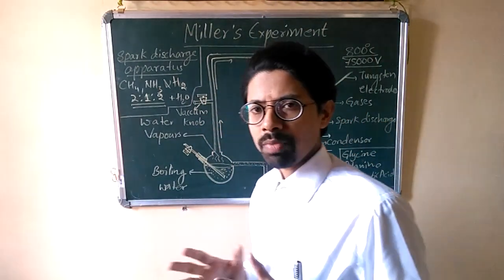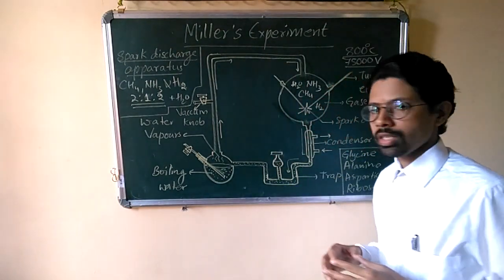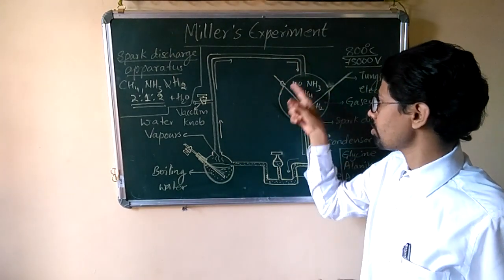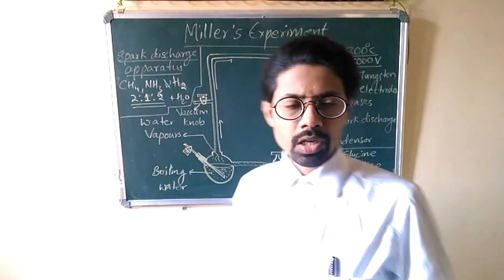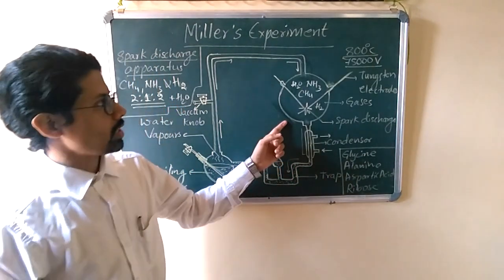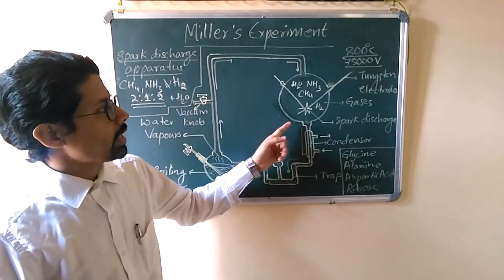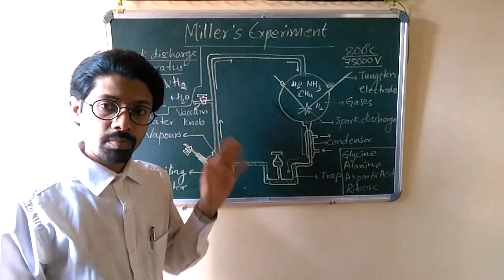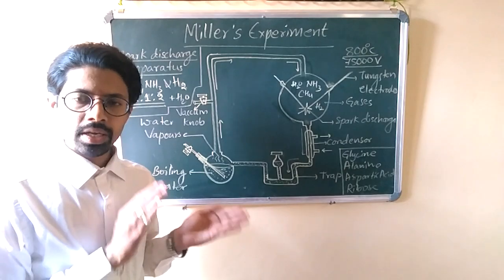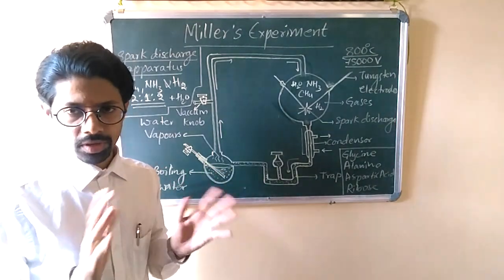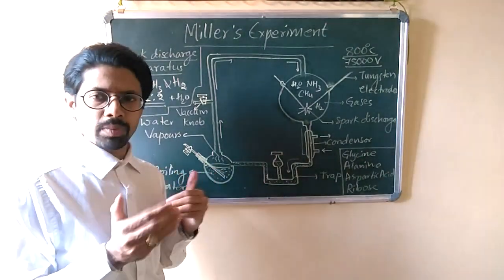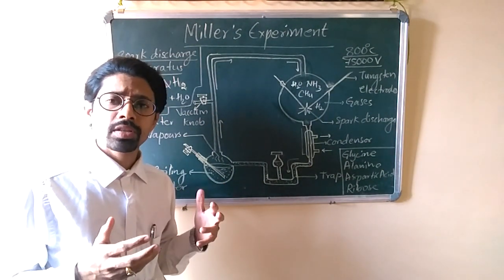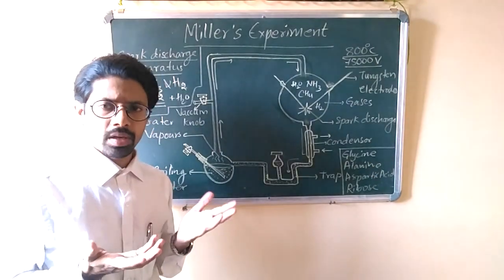Now if we talk about this spark discharge chamber, these tubes were connected to this chamber. In this spark discharge chamber, they maintained a temperature of around 800 degrees Celsius, which was similar to the primordial earth's temperature, between 800, 900 to 1000. Many people believe it was below 1000 itself, and very few people said the earth's temperature might have been over 1000, but that's not true.